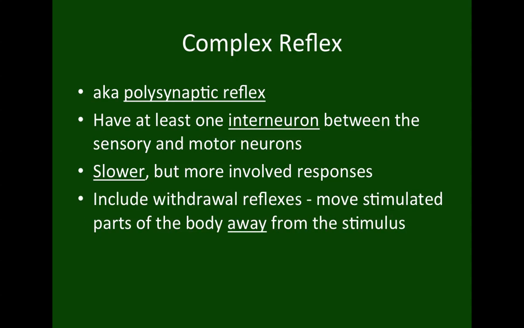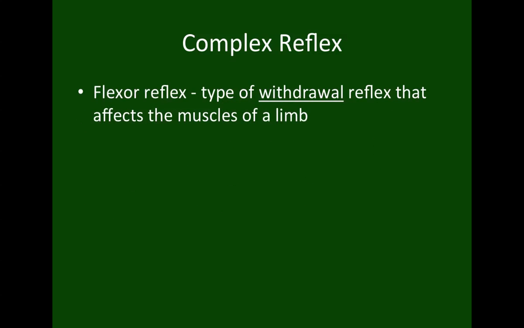This includes our withdrawal reflexes, where we move our stimulated parts of the body away from a particular stimulus. One of the types of withdrawal reflexes we have is a flexor reflex, and what it does is it affects the muscles of a limb. So we're going to go through an example of this. This would be grabbing a hot pan.